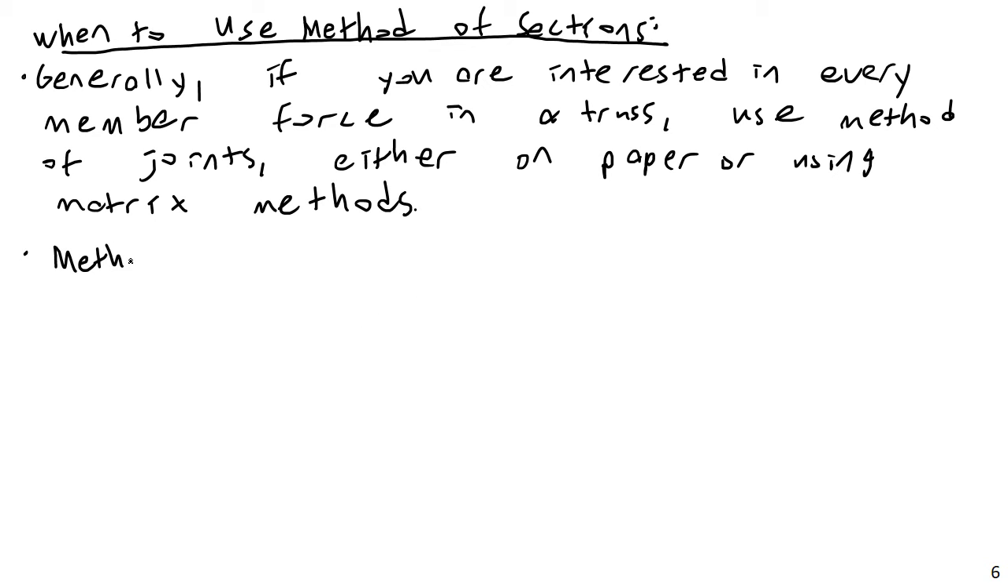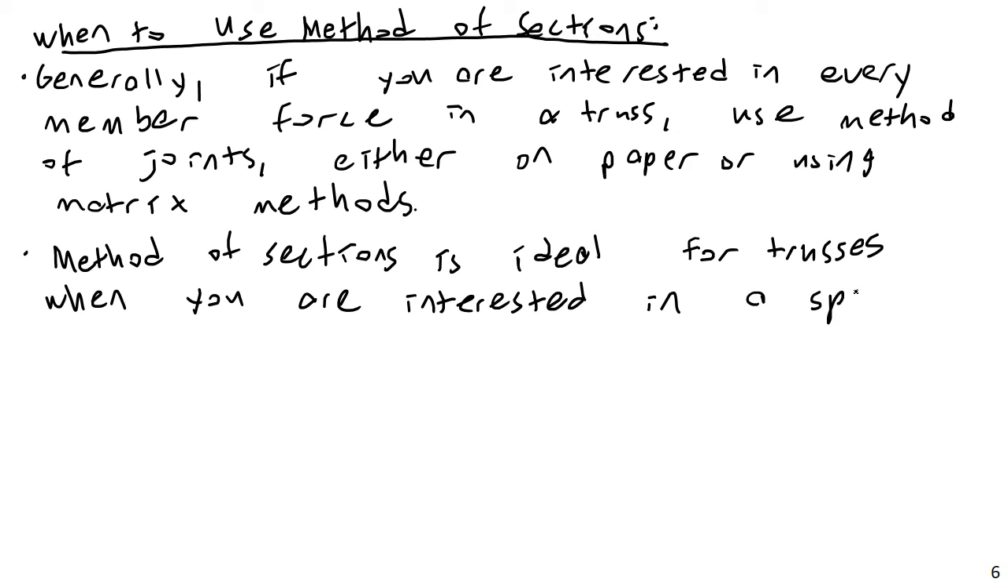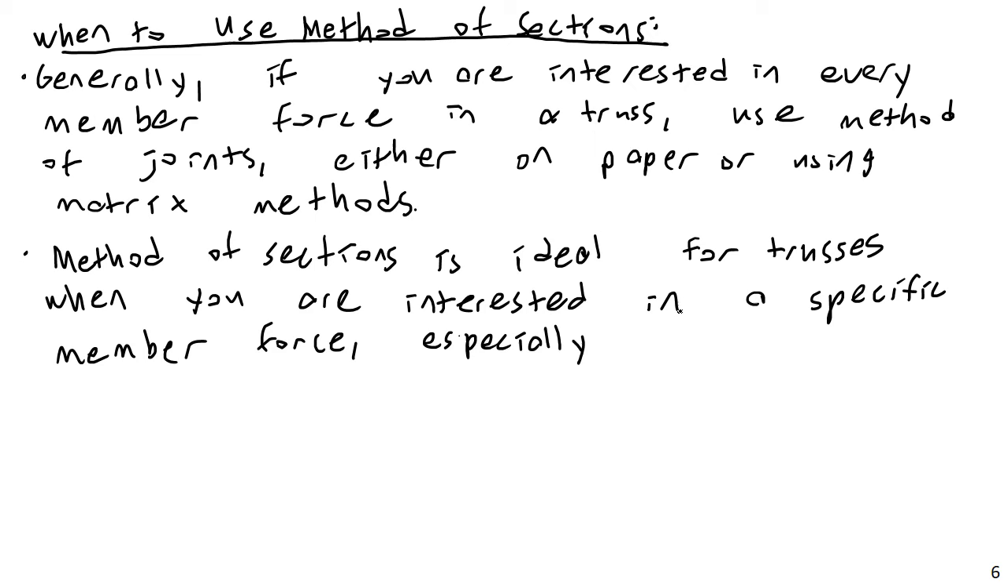Method of sections is ideal for trusses when you're interested in a specific member force, or a handful of member forces, especially a member force far from a support, where you'd have to do a lot of individual method of joints in order to work your way there.